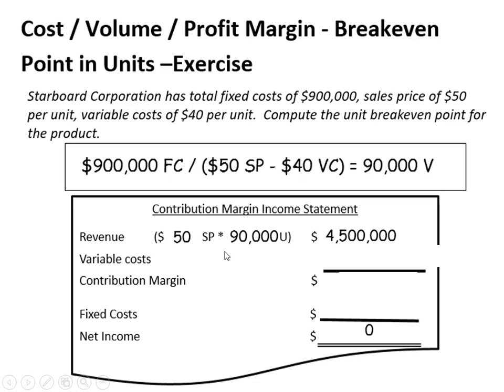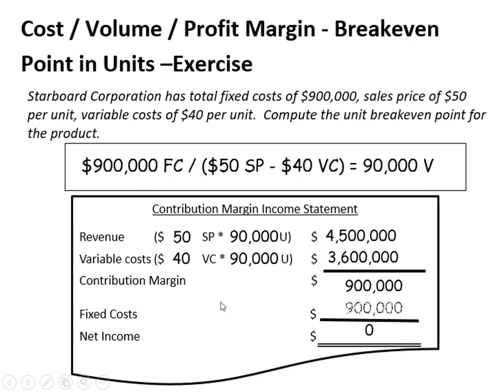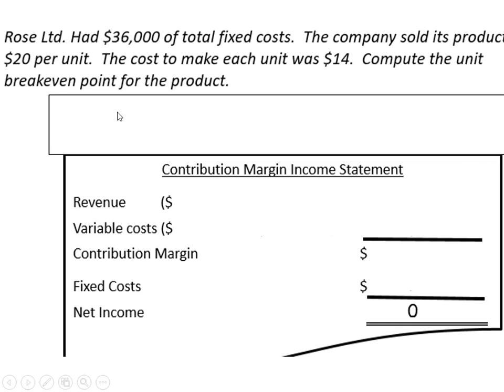So if we go back and review the computation, we have revenue of $50 selling price times 90,000 units. That gives us total revenue of $4,500,000. We have variable cost of $40 per unit times 90,000 units. That gives us variable cost of $3,600,000. So therefore our contribution margin comes out to $900,000. We subtract out then our fixed cost of $900,000 and we end up with net income equal to zero. Again, our break-even point.